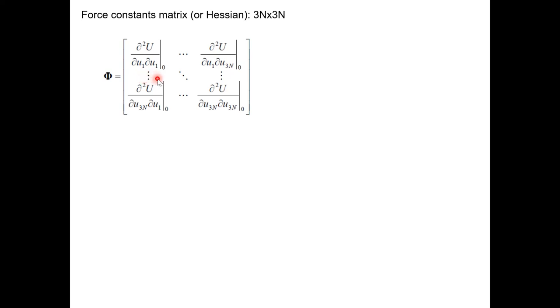And that's precisely the interpretation. You can rewrite this, instead of in terms of a second derivative of the potential energy, in terms of the first derivative of the force, with a minus sign. Right, because you know the force is minus the derivative of the potential energy with respect to displacement.